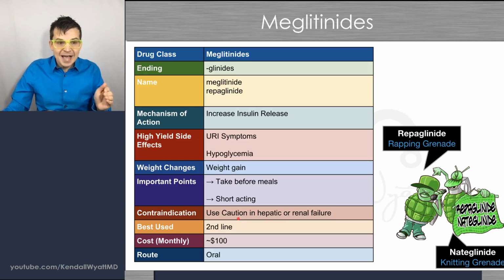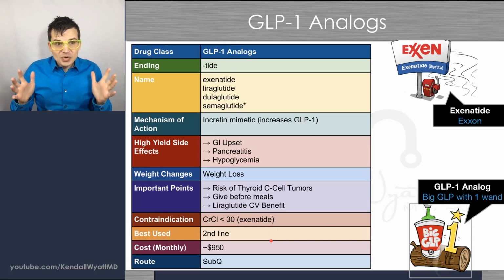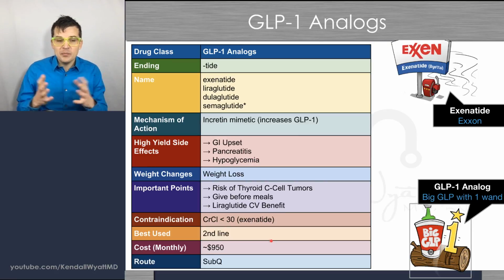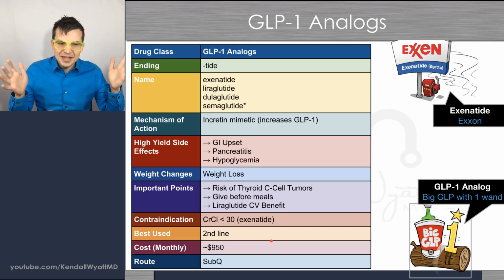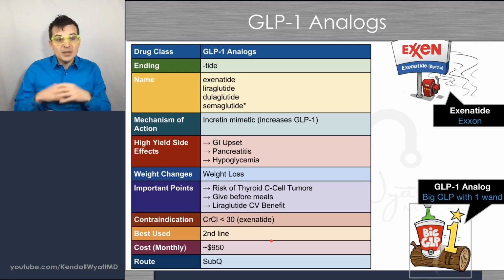Let's take a look at our next drug class that we're going to talk about. The next drug class I want to talk about are the GLP-1 analogs. Now, this medication class is something to be excited about because they're new, and everyone loves new things, right? Well, newish, okay. But there's some new drugs coming out in the class. We'll talk about that in a sec.